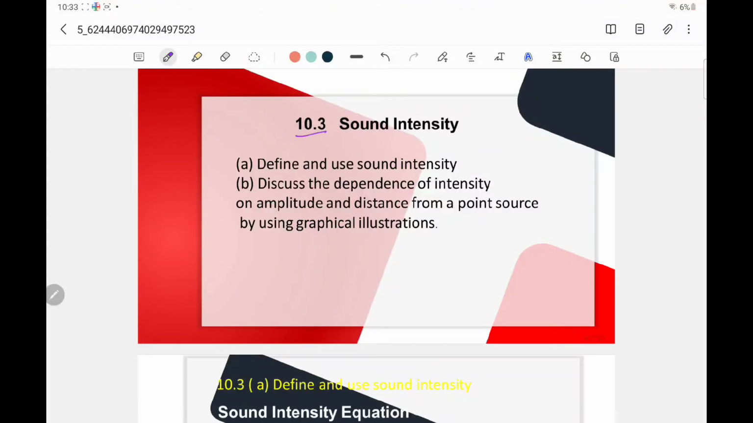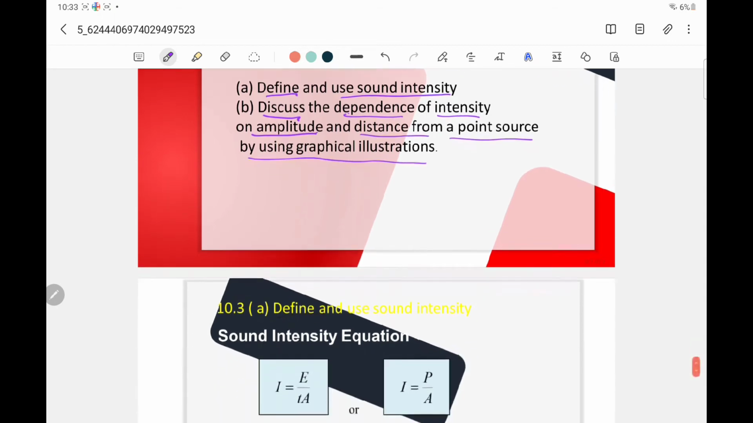Let's move to 10.3, which is sound intensity. At the end of this topic, you should be able to define and use sound intensity, and discuss the dependence of intensity on amplitude and distance from a point source by using graphical illustration.